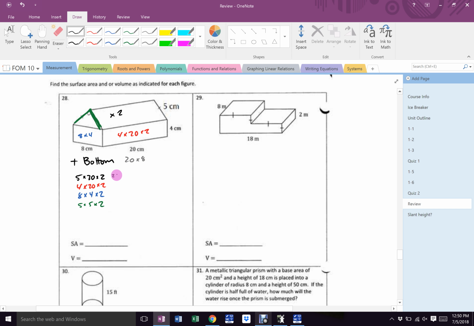That's 200. That's 8 times 20 is 160. 8 times 8 is 64. The green one is 50. And 20 times 8 is 160. And you add it all up to get 4. 6 and 6 is 12. 7 and 6 is 18. And 5 is 23. Carry the 2. 2, 4. Something around 634. And I would give you full credit.